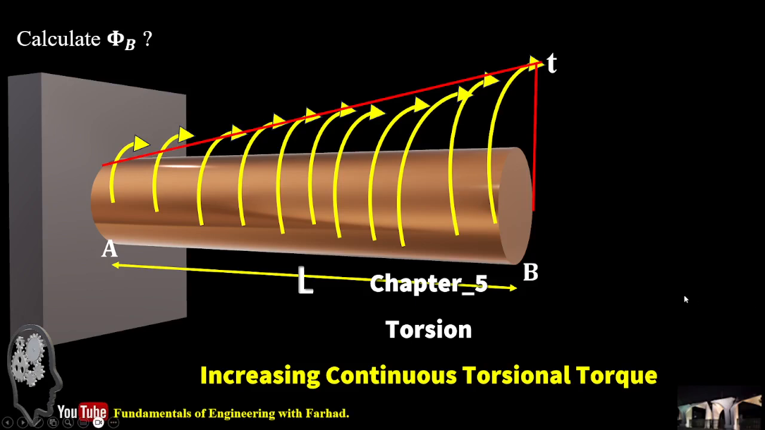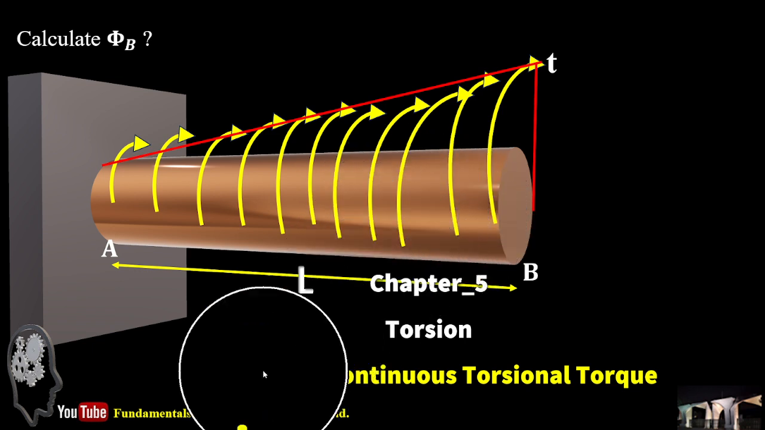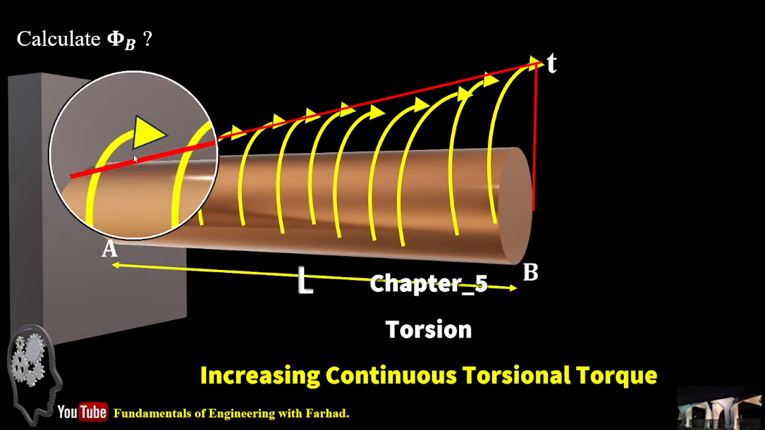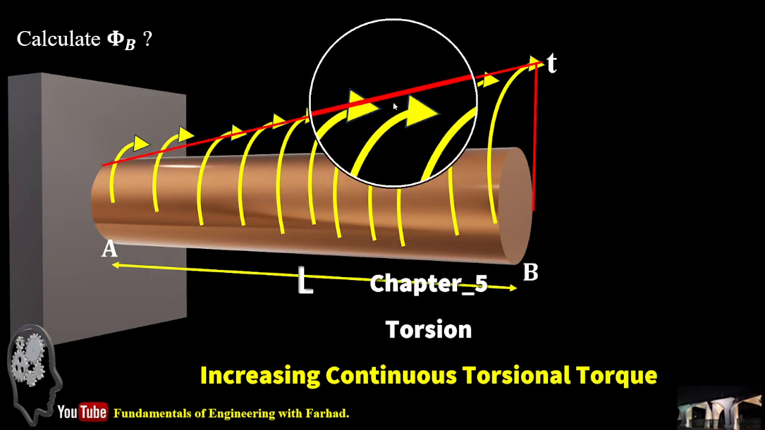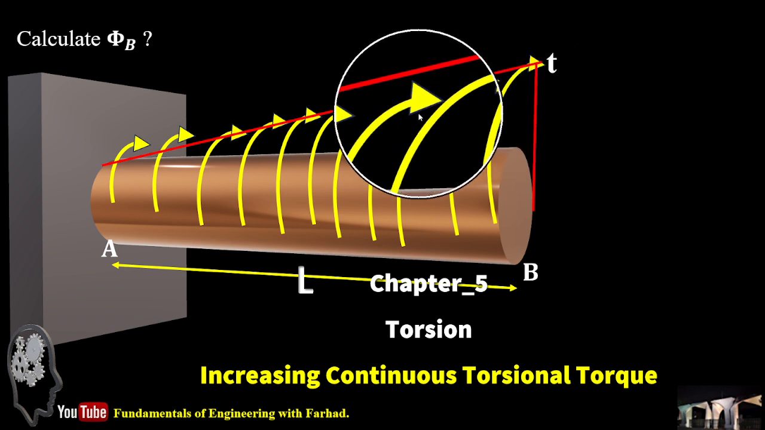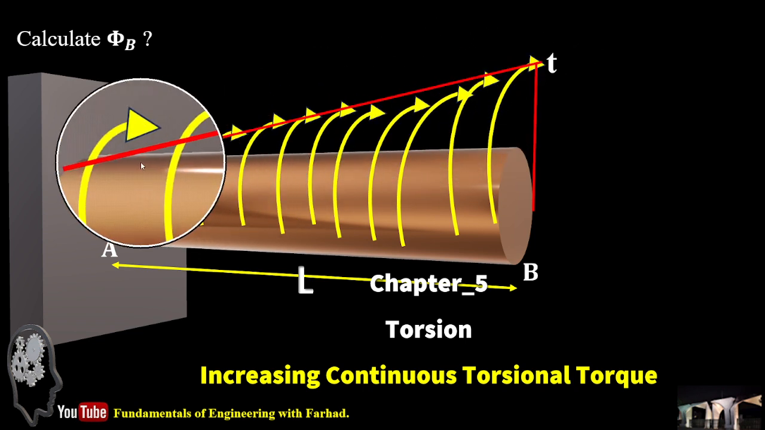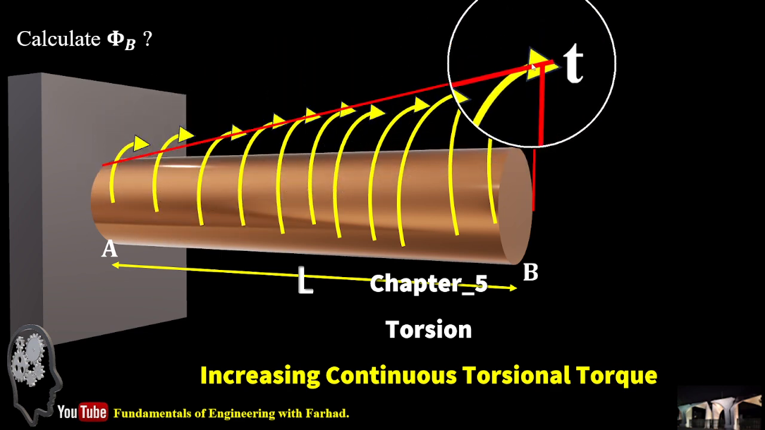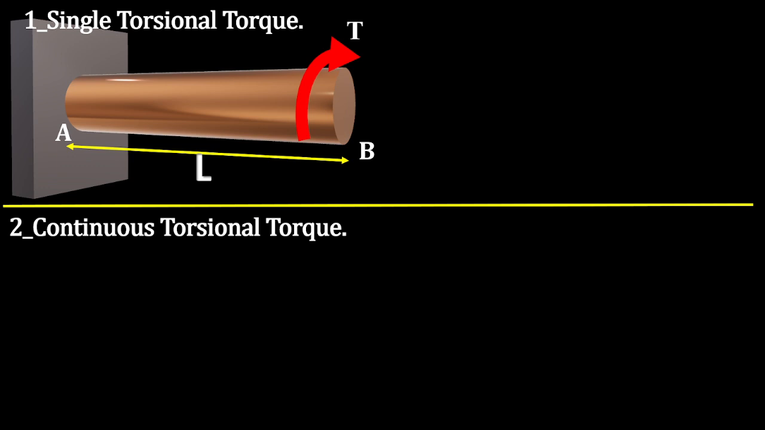Hi everyone, Mechanics of Materials, Chapter 5, Torsion. Let's observe if we have an increasing continuous torsional torque on a cantilever solid shaft. As you can see here, we do have a continuous torsional torque, and at the same time it's increasing in amount from A to B. So let's see how we can approach this problem.